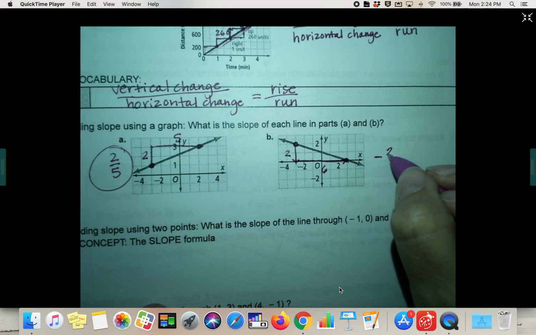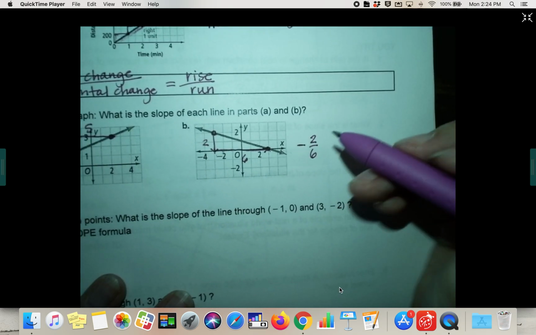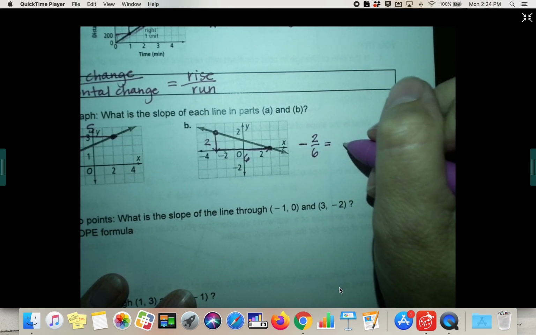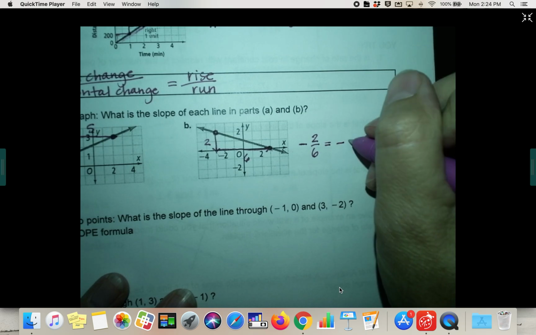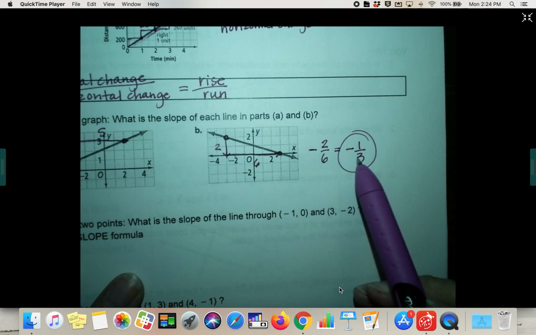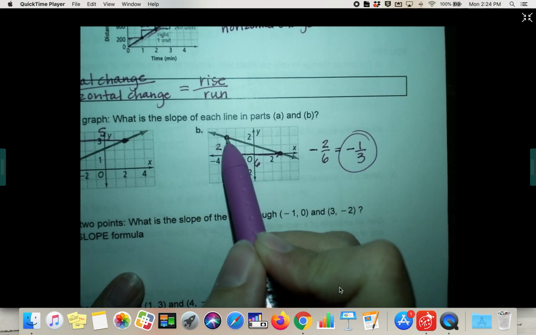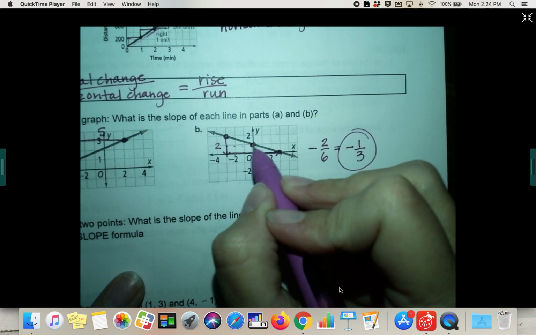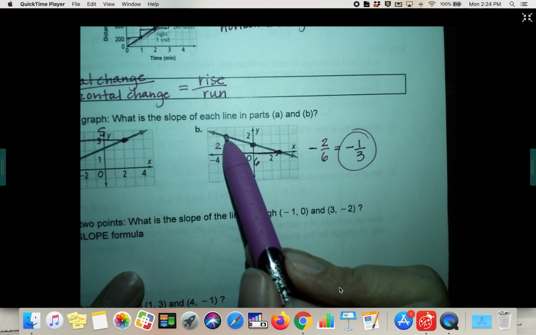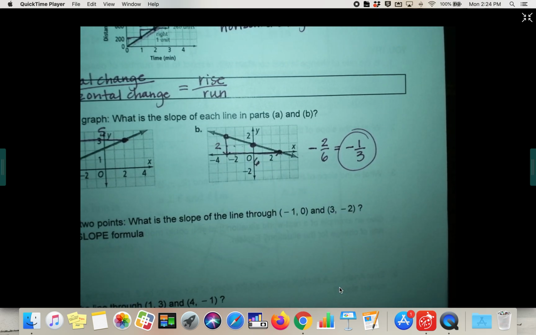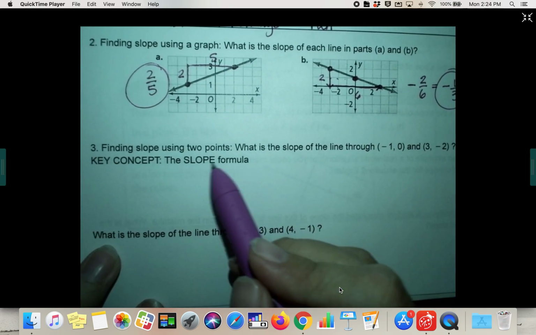So negative 2/6. Also, anytime you have a fraction that can be simplified, please do it. Negative 2/6, both divide evenly by 2, which would make it negative 1/3. And you can check it, because even though it's 2/6, it still should work for 1/3. If you go down only 1 and over 1, 2, 3, it should still be on your line. And it is. So you can either count down 2/6 or down 1/3, and it will keep going at that rate the whole way.